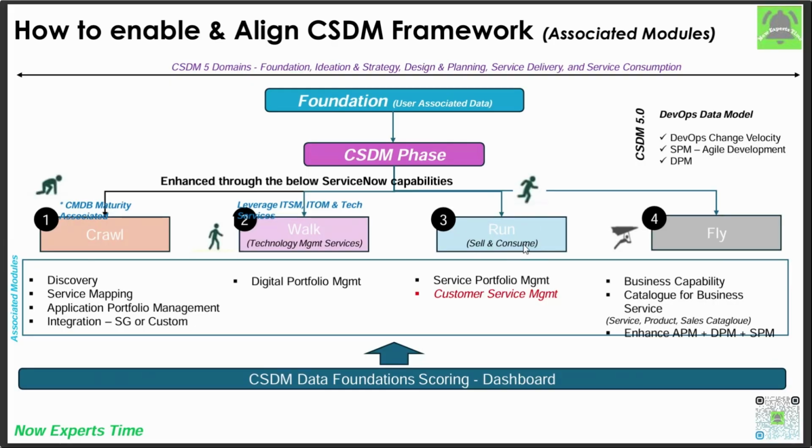Next, when you come to run, it is part of our sell and consume. This sell and consume comes under your service portfolio management and customer service management. Customer service management means install products, that we are talking about, right? So that comes under this area. And service portfolio management is part of your digital portfolio management only. So what are all the business services, technical services, offerings, those are the things you are talking about. Those items all come under digital and service portfolio management. If it is applied, then you are moving to run.